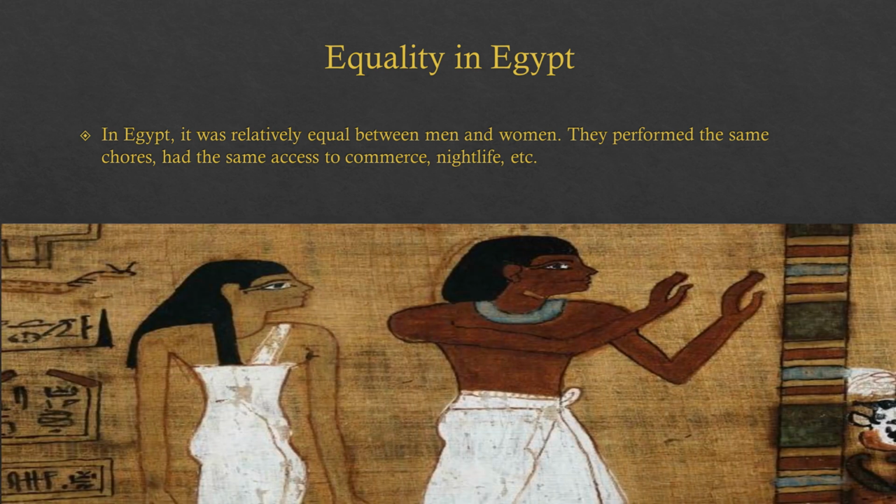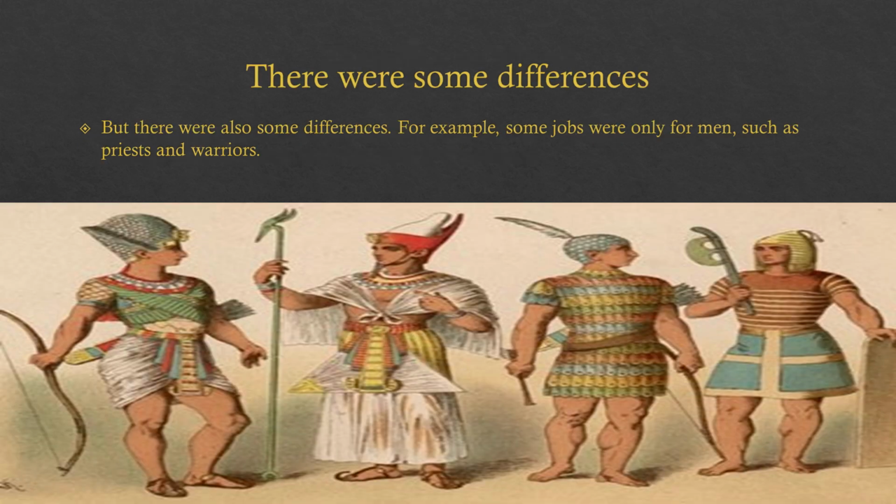The equality in Egypt was kind of good and relatively equal if you compare them to other civilizations during this time, like Mesopotamia. Basically, men and women performed the same chores. They also had the same access to commerce, nightlife, and so on. But there are some differences. For example, some jobs were reserved only for men, such as priests and warriors.